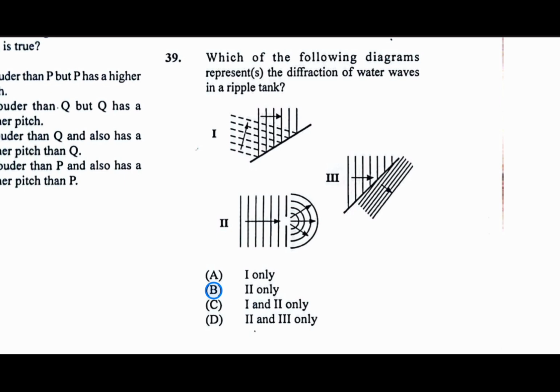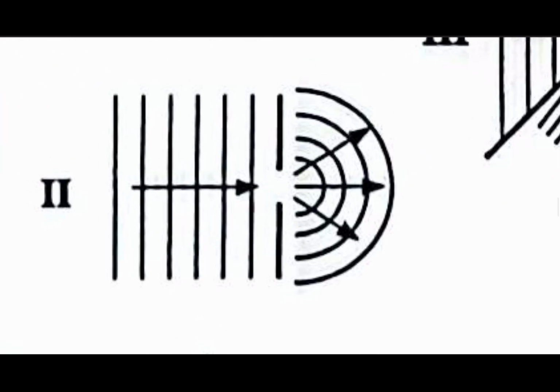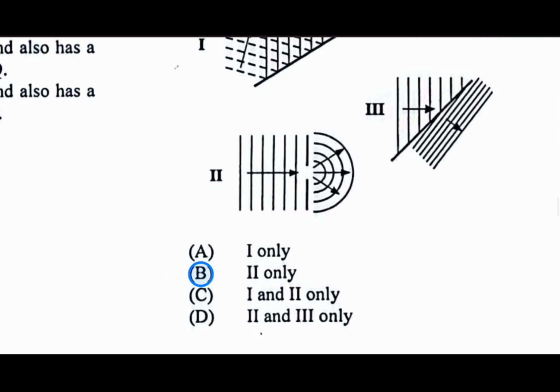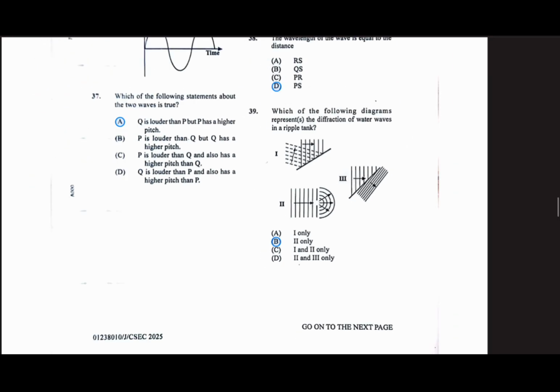And what exactly is diffraction? Diffraction is the spreading out of a wave when it has to pass through a slit whose width is about the same size as the wavelength or a little more. Right, so that's what diffraction is. It's the spreading out of a wave when it has to pass through a very narrow slit. So my answer is 2.